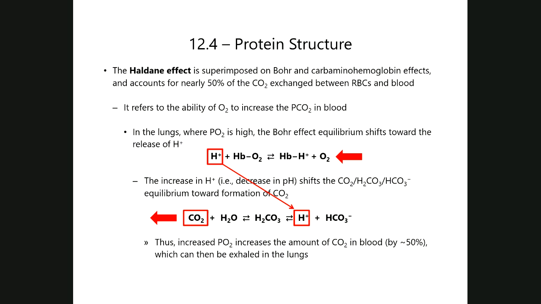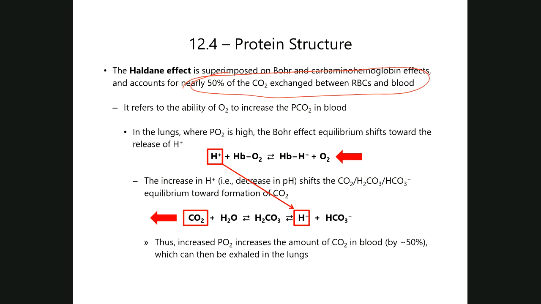All right, there's one more effect that we need to talk about, which is what's called the Haldane effect. It's actually superimposed. All of these effects sort of coexist together. This one has to do with how oxygen affects the CO2 exchange between red blood cells and the circulation. This Haldane effect is actually quite significant, because about 50% of the CO2 that's exchanged between red blood cells and blood for ultimate exhalation in the lungs comes from the effects of this phenomenon.